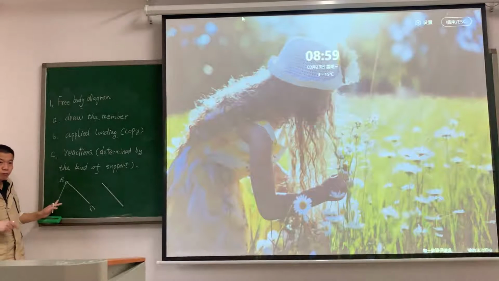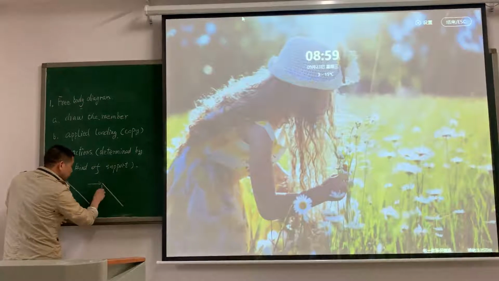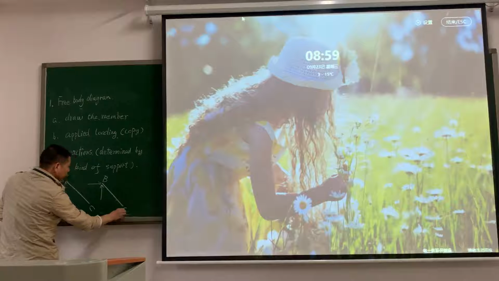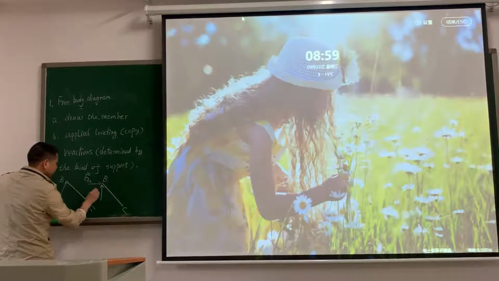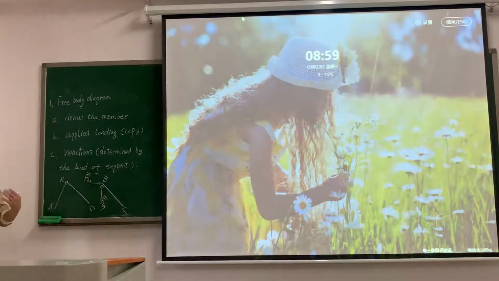The member will exert two forces on the member. So there are two forces. Understand? How do we call it? We call it FBX and FBY. For force we have to learn it. It's a hinge, a hinge connection.